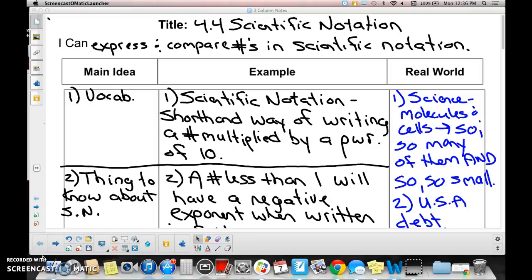Ben, what are we doing? I can express and compare numbers in scientific notation. I can express and compare numbers and stuff. Can you do that now or not? Yes. I actually meant Ben. That's my fault. Scientific notation then.